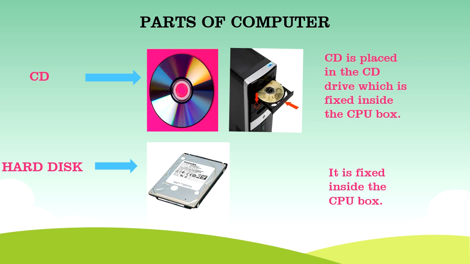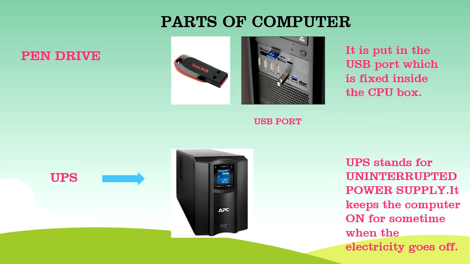This is CD and this is CD drive. CD is placed in the CD drive which is fixed inside the CPU box. This one is hard disk. It is fixed inside the CPU box. Pen drive. It is put in the USB port which is fixed inside the CPU box. The image shown is the pen drive and the USB port is also shown.